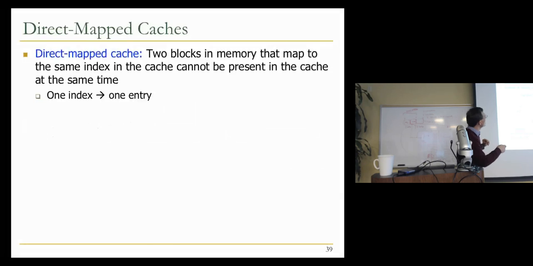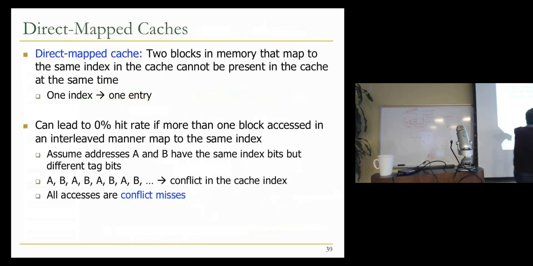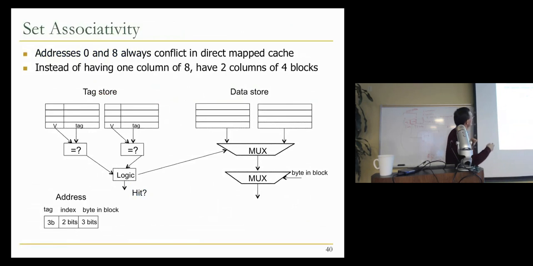Instead of having one column of 8, if you will, instead of having 8 indices where each index can store one block, have 2 columns of 4. Have 4 indices, each of which can store 2 blocks. Then you can distinguish between the blocks by having 2 different tags for the same index. That's the idea of a set associative cache. In this case, it's a two-way set associative cache.